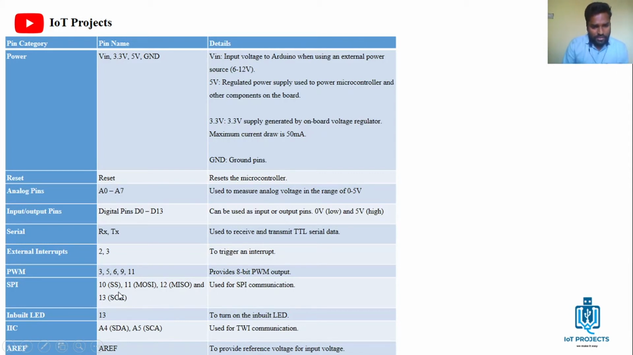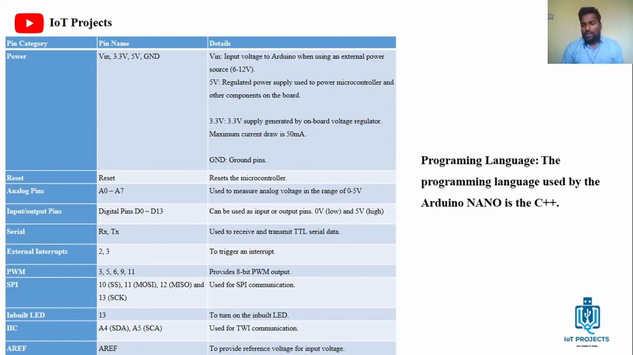Yes, there is a change in SPI. There is one more extra SPI pin. So here 10, 11, 12 and 13, there are four SPI pins. Programming of Arduino Nano is based on the C++ programming language. So programming is also the same as for Arduino Uno.